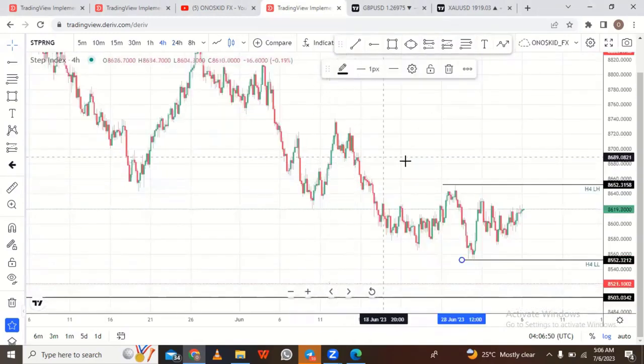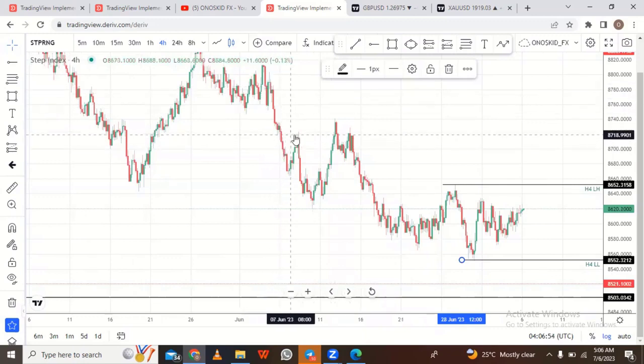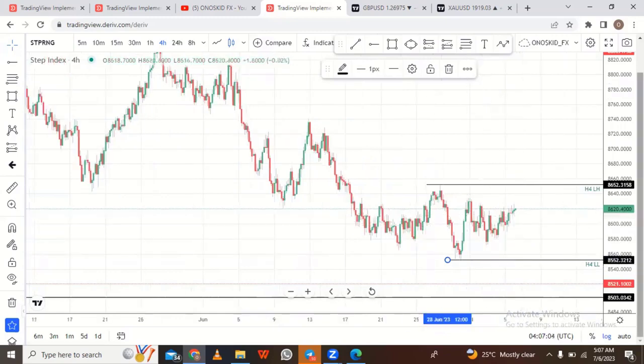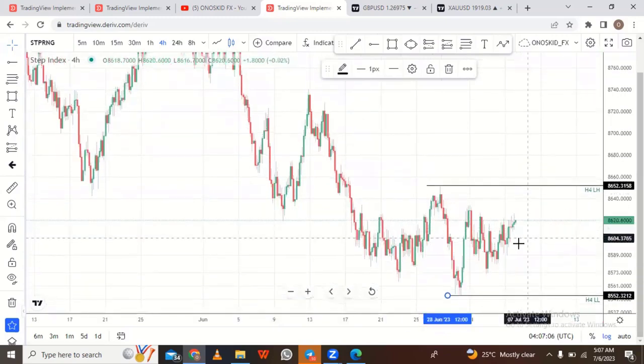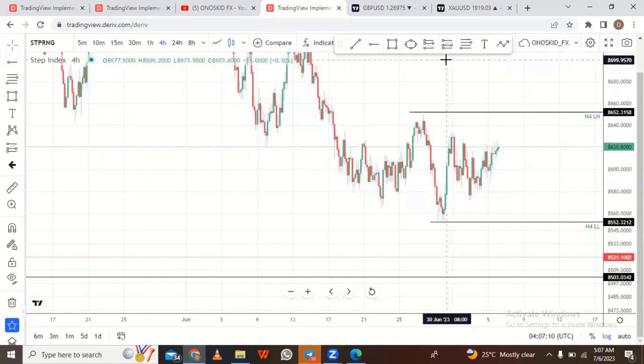So in this video, I'm going to show you what I'm looking at for step index. Based on expectational order flow, you can see that the market is creating a series of lower highs, lower lows, lower highs, lower lows. So the market has just created a lower low, went for the lower high, and then we are anticipating a pullback. So now the question is, how do we know that this lower high has already ended?